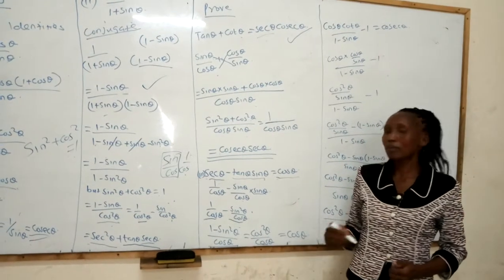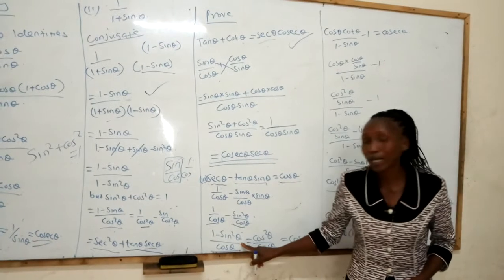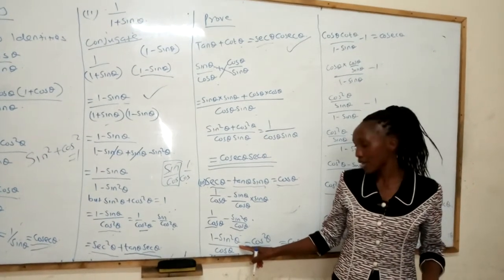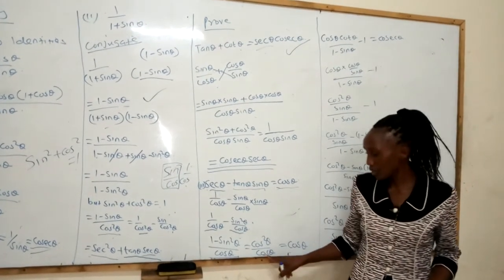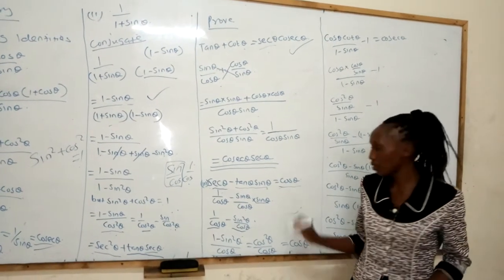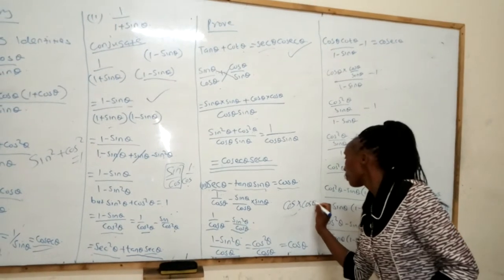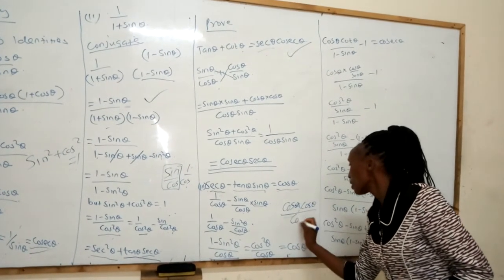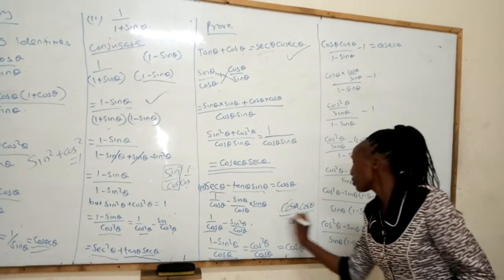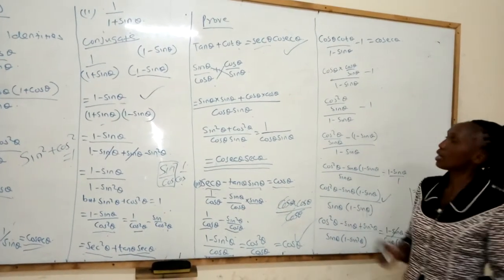But what we can remember is sine squared plus cos squared is equal to 1. So what is 1 minus sine squared? It is the same as cos squared theta. Cos squared over cos theta. If you divide these two, you will remain with cos, because cos times cos divided by cos, you cancel these two and remain with cos. And we are able to prove. Let's go to the last one.